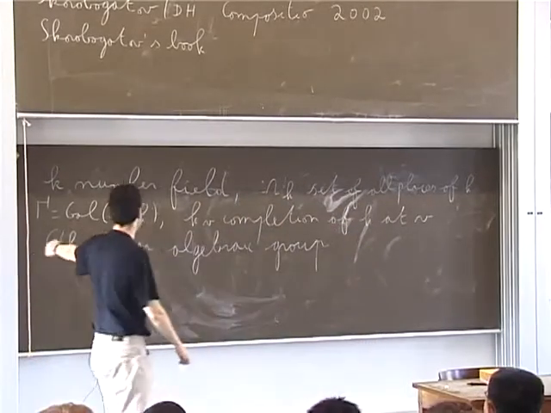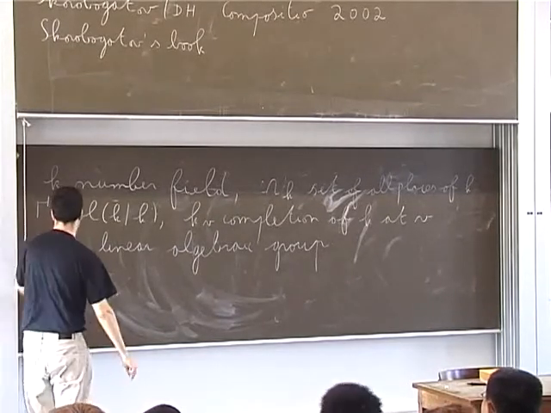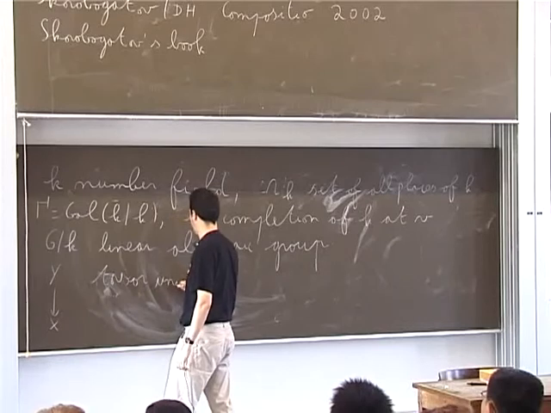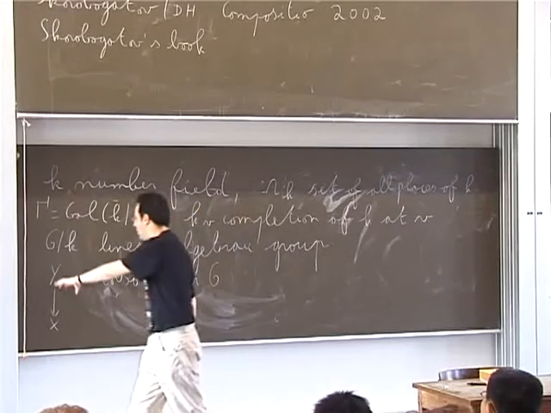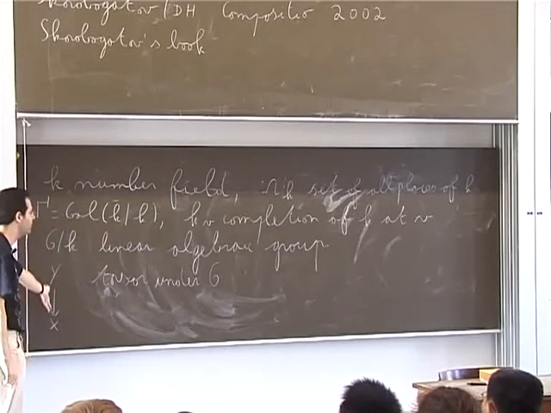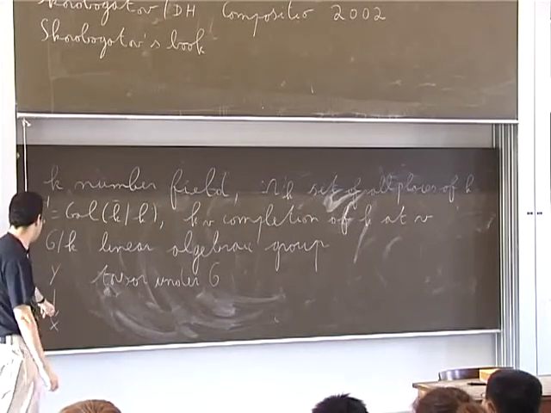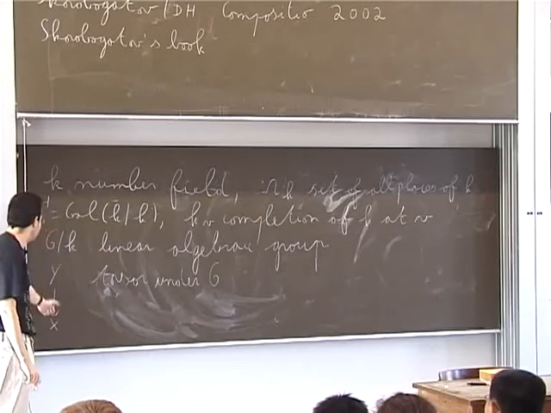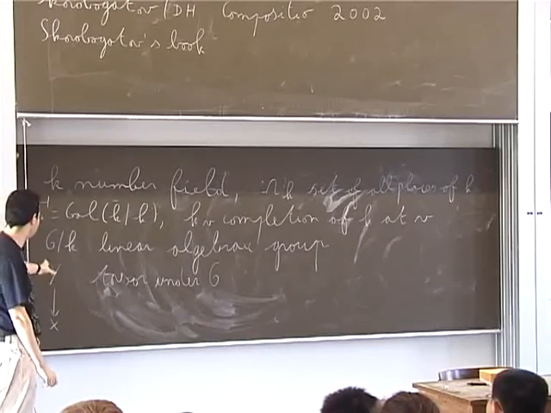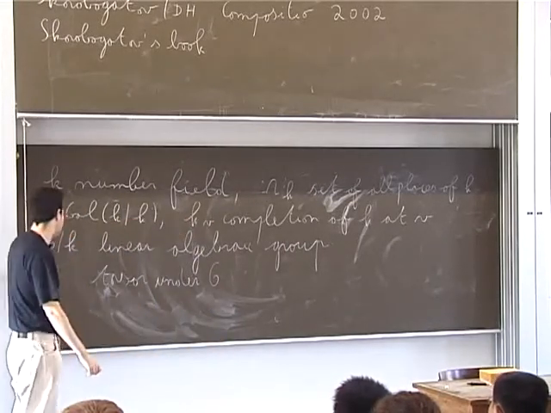And the situation I wanted to consider was Y over X, a torsor under G. So if you prefer, a principal homogeneous space. Recall that this just means that there is an action of G on Y compatible with this morphism, and the action should be simply transitive in the geometric fibers. This means that if you take a k-bar point on X and you look at the k-bar points on Y over this k-bar point on X, if you take two such points, there is one and only one element in G of k-bar sending one point to the other one.